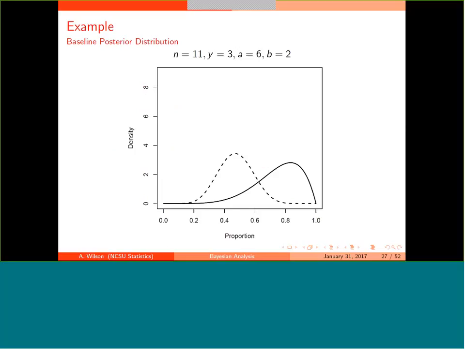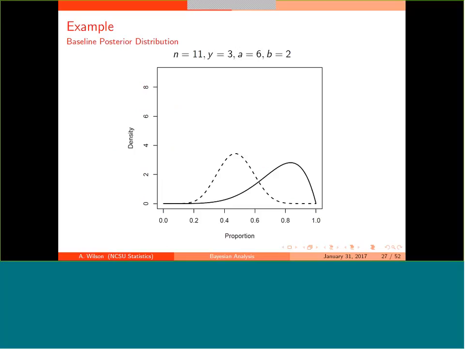So for example, on these pictures, my solid line is my prior distribution and my dotted line is my posterior distribution. If I started off fairly confident that the probability of success of a launch was around 0.8, but there was some uncertainty, then in that prior distribution there's still some probability that the probability of success of a launch is about 0.4. And then I saw 3 out of 11 successes.